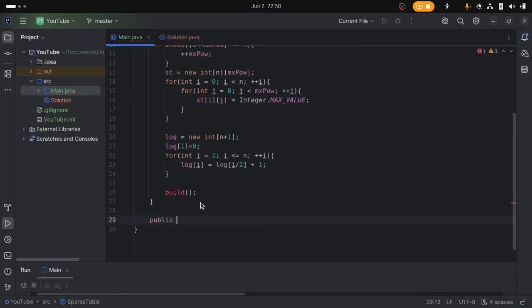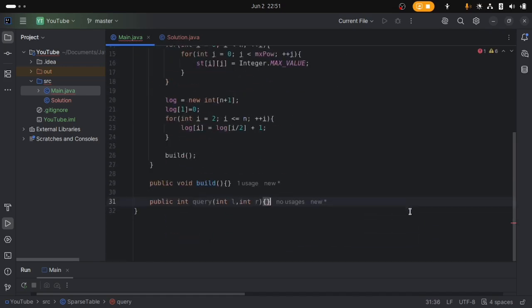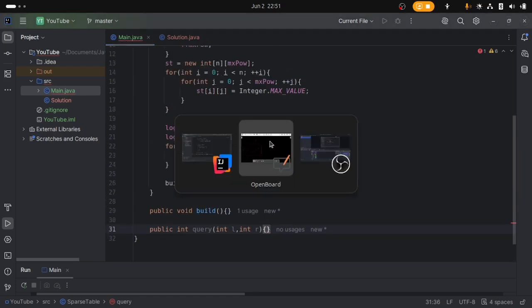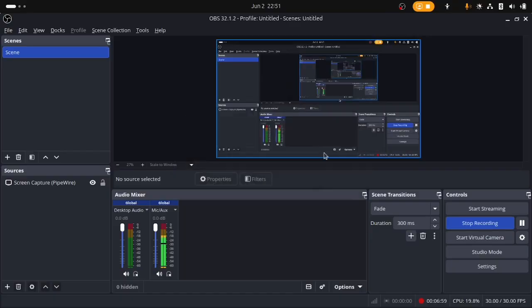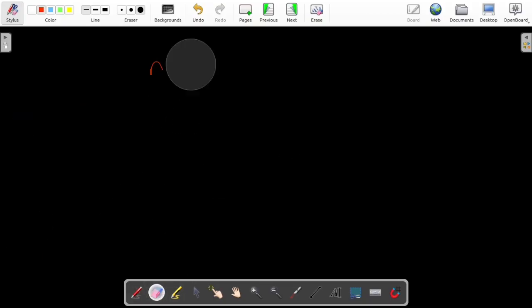So here we will be having a public void build function. And one more function we need is public int, not a void. It will be a query function which takes an integer L and integer r, and it will return our query answers. Fine. So what is the log array? Let me see whether it is recording. Yeah, it is recording. So let's understand the log array and why we are using it.